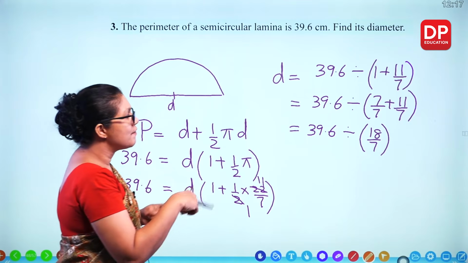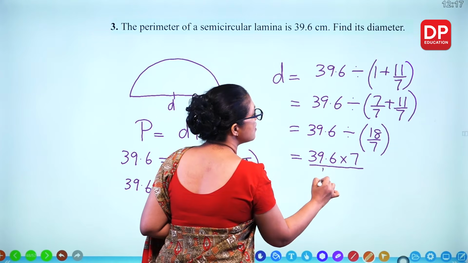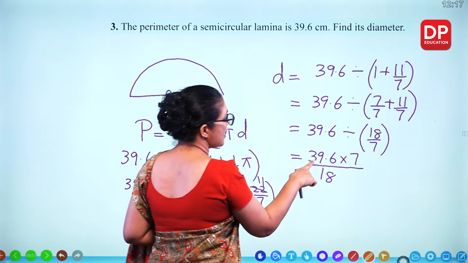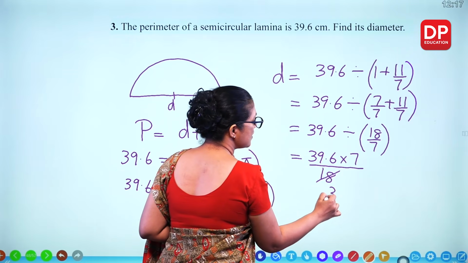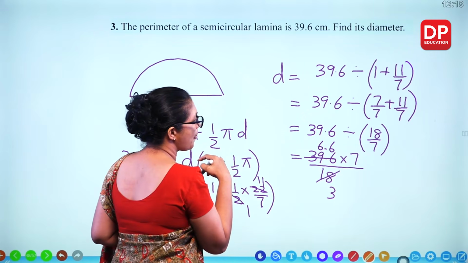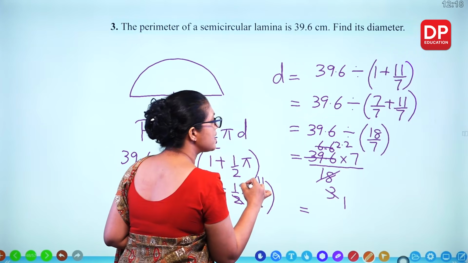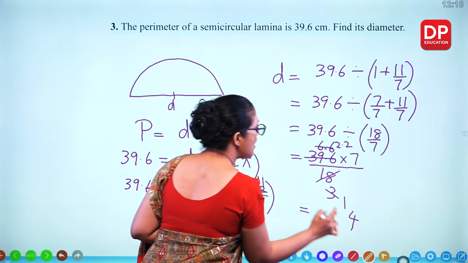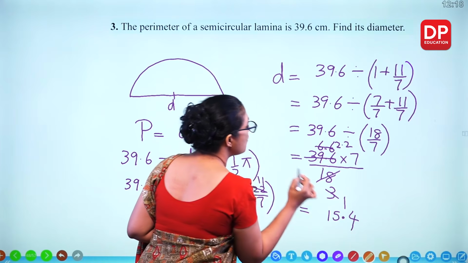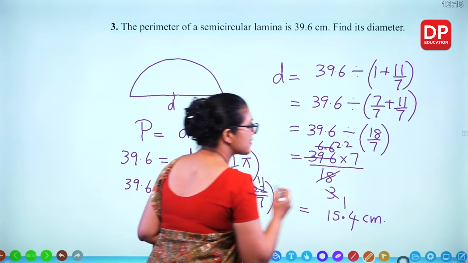Now, division you can convert to multiplication and write 39.6 multiplied by 7 divided by 18. So, I can see divisible by 6. This is 3. 6 times 6, 36. Again 6. Again divide by 3. You get 2.2. So, 2.2 multiplied by 7. 7 times 2, 14. 1 remaining. 14 plus 1, 15. So, the answer is 15.4. What's the unit? Centimeters.